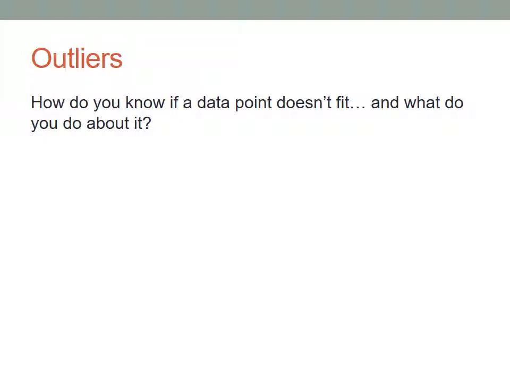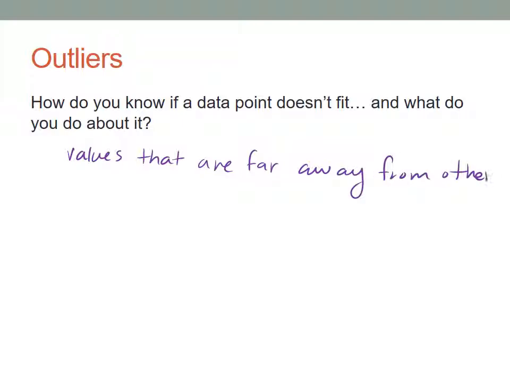So finally, let's talk a little bit about outliers. An outlier is a point that really does not fit with the rest of the distribution. So how do you know if a data point doesn't fit, and what do you do about it? There are lots of different things. It totally depends on the context of the information. But in identifying an outlier, since it's a data point that doesn't fit, you're looking for values that are far away from all the other values in your data set.